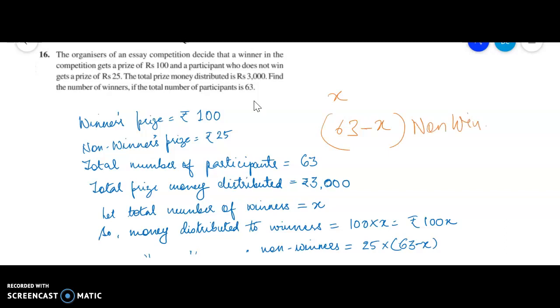So the total money distributed to winners: x was the number of winners and each got 100 rupees. So the total money spent for winners is 100 into x, that is 100x rupees. The total money distributed to non-winners, who were getting rupees 25 each, is 25 multiplied by the number of non-winners, which is 63 minus x.